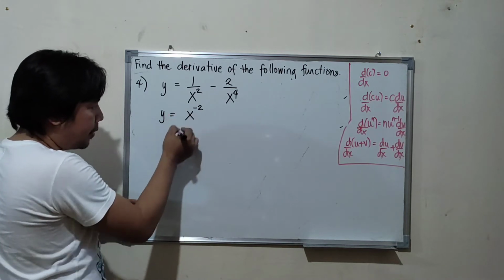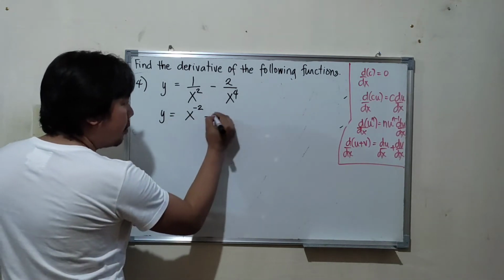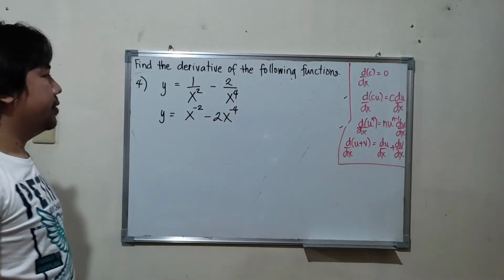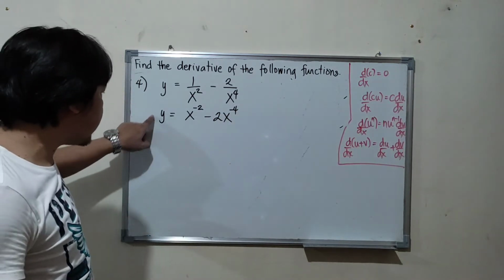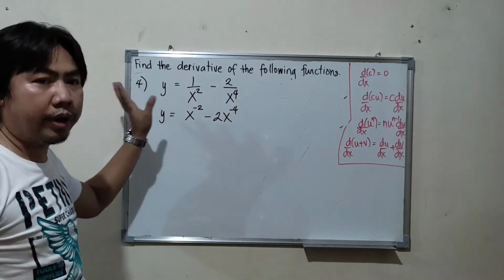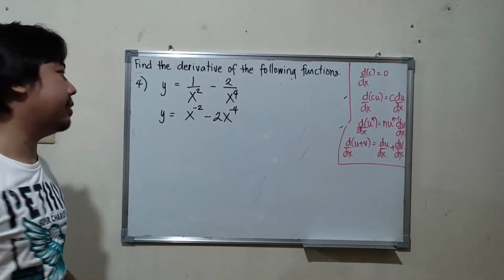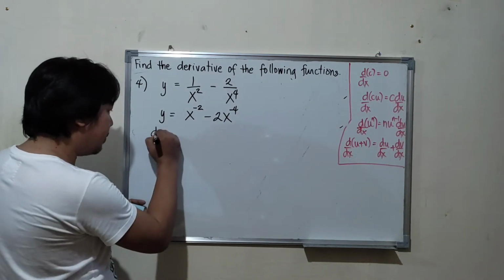So pwede nang huwag isulat yung 1 minus 2. Then we have x raised to negative 4. Okay, so wala pa tayong dy over dx dito dapat. Dahil hindi pa naman natin kinukuha yung derivative, parang in-express lang natin siya as negative exponent. Okay, so now we can find the derivative.